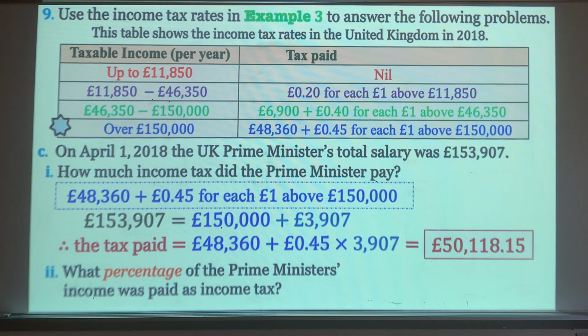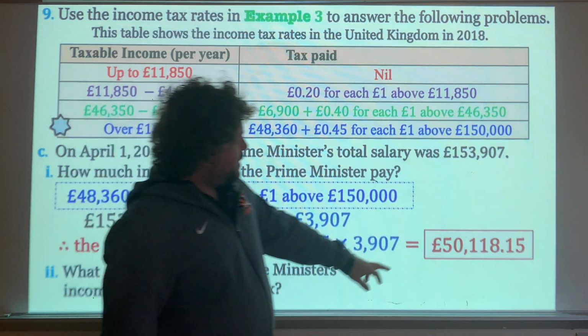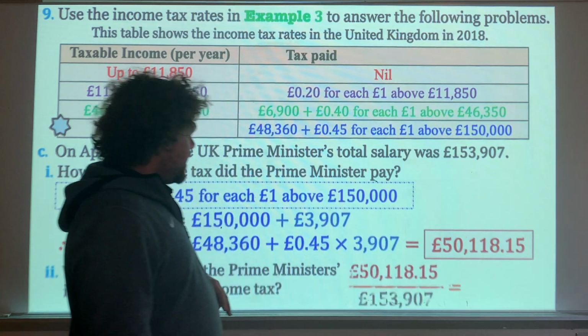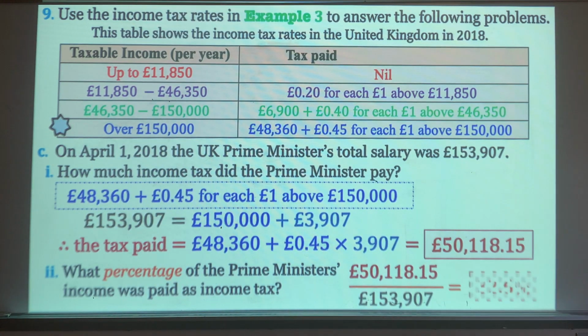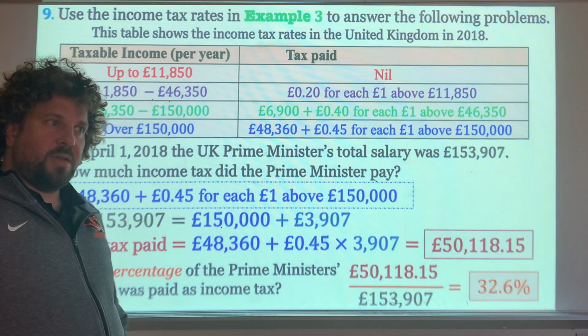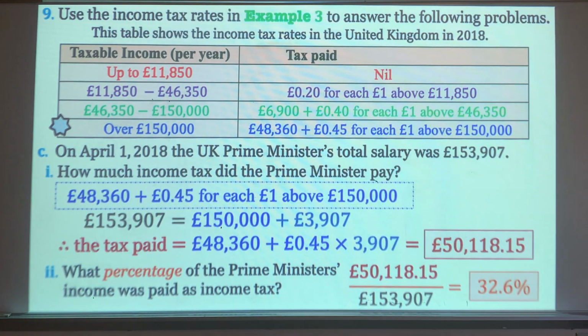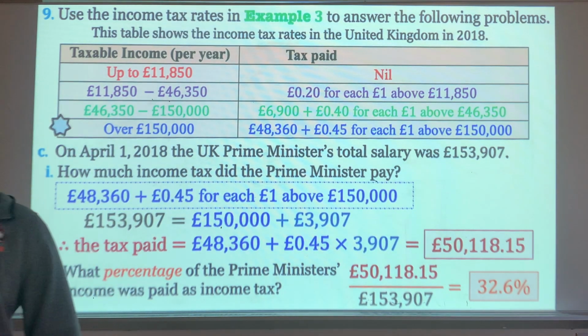What percentage did he pay? Well, to find the percentage, there we go. This number that he paid over his actual salary times 100, and that's 0.326 or 32.6%. So like I said, he paid almost a third of his salary in taxes. And the first guy paid less than a fifth, less than 20%.